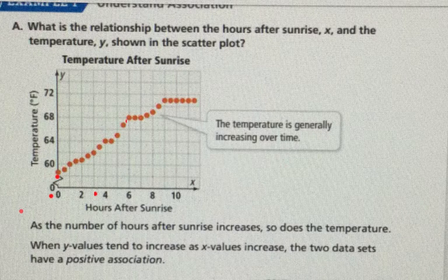When Y values tend to increase as X values increase, the two data sets have what we call a positive correlation, a positive association. So as one is increasing, the other is increasing. That's called positive association. You may think that since the points do not line up exactly, there is no relationship. However, when looking at an association, we're just looking for a general trend. So it doesn't have to be exactly the same everywhere. We're just looking for a general trend throughout the entire graph. You can see, hey, the temperature is trending upward the entire time. So that has a positive association.